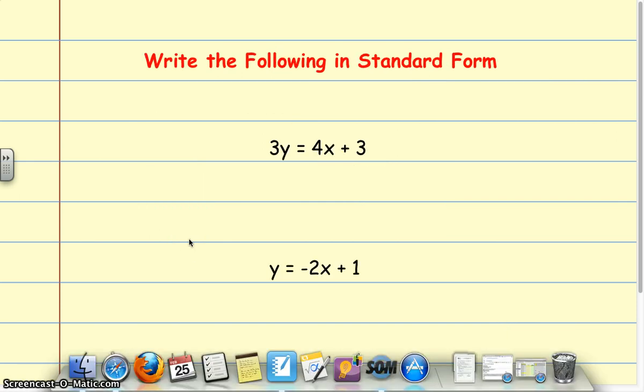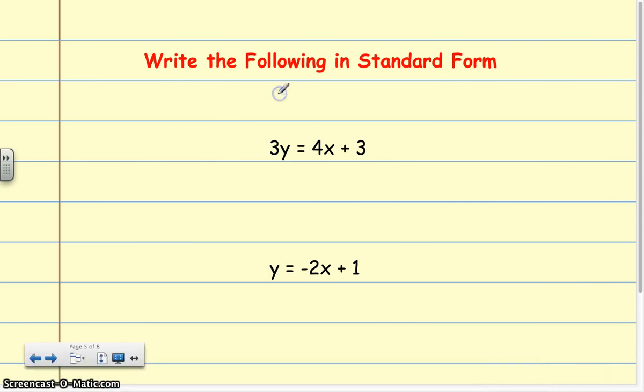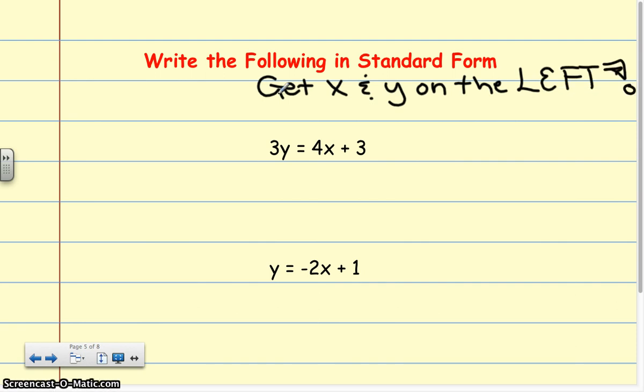The next concept that we're going to cover with 5.5 is writing in standard form. So that's also known as translating. So if we write in standard form, our agenda is to get the x and the y on the left. Because standard form is ax plus by is equal to c. So we want the x term first. It's not by plus ax, it's ax plus by. So we want to make sure that that x term is first. So it goes to the left.